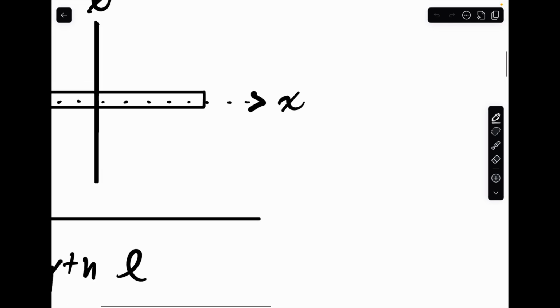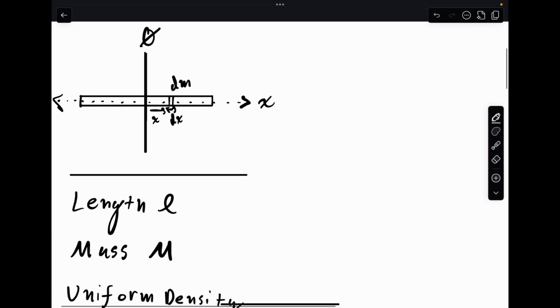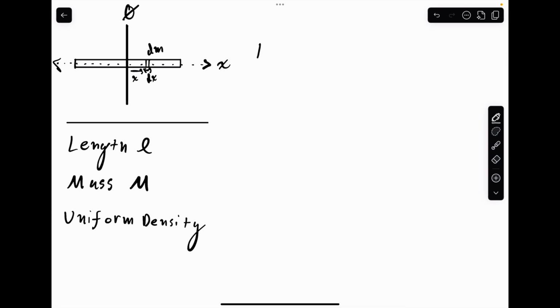Like last time, we're going to visualize a little dx, or a little dm that has a little dx that is x away from the origin, right? So just like last time, we're going to say rotational inertia is equal to the integral of r squared dm. But we know in this situation, our r, which is how far away you are from the axis of rotation, is your x. So this becomes x squared dm.